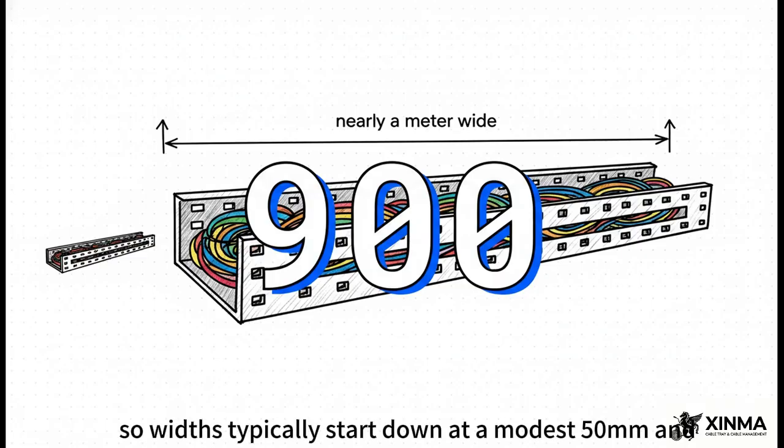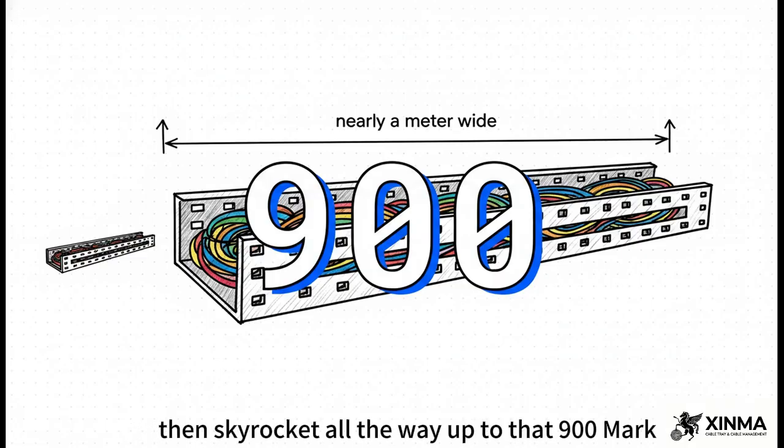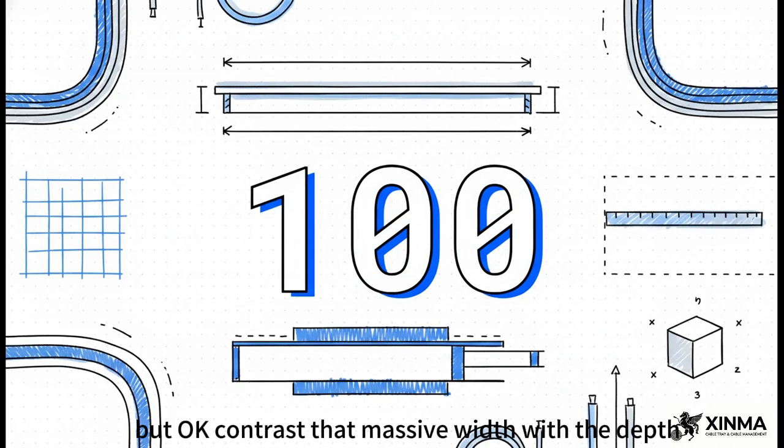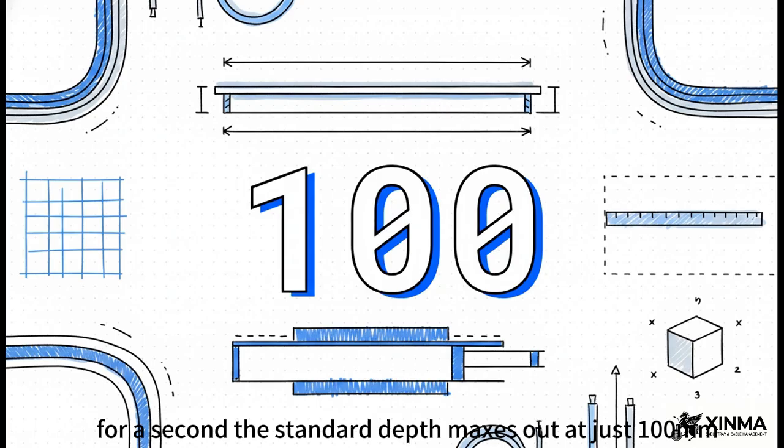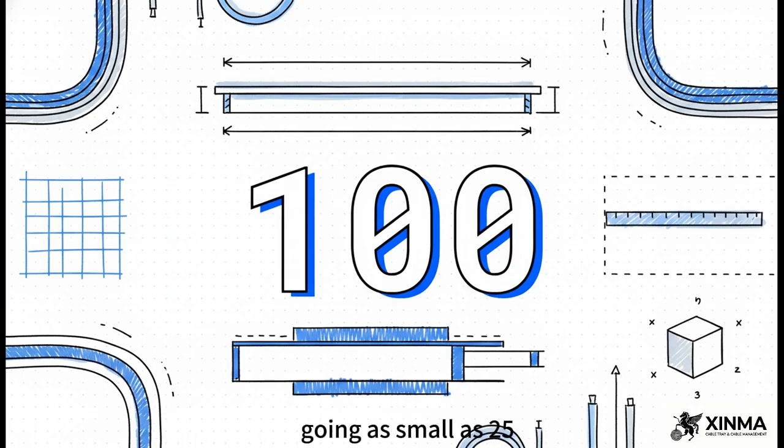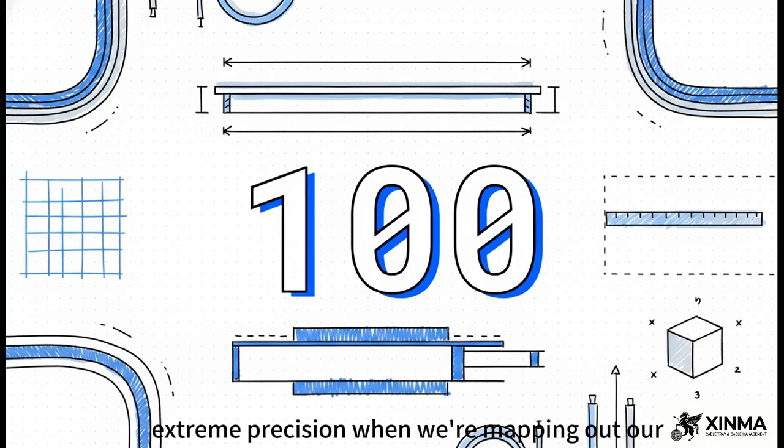So widths typically start down at a modest 50 millimeters and then skyrocket all the way up to that 900 mark. But okay, contrast that massive width with the depth for a second. The standard depth maxes out at just 100 millimeters, going as small as 25. That's it. This typical wide and, frankly, very shallow profile means we need extreme precision when we're mapping out our 3D spatial planning.